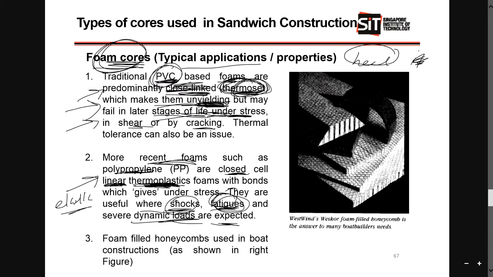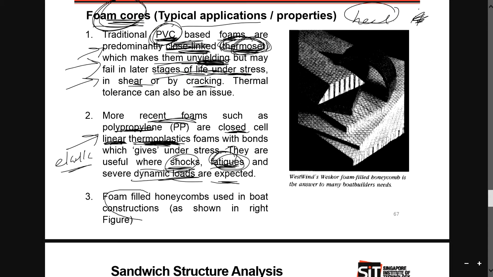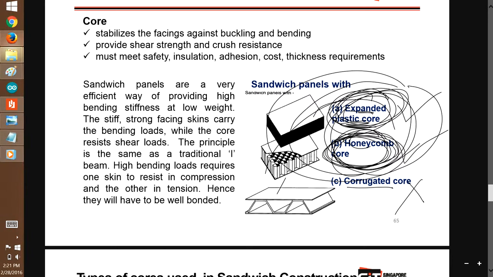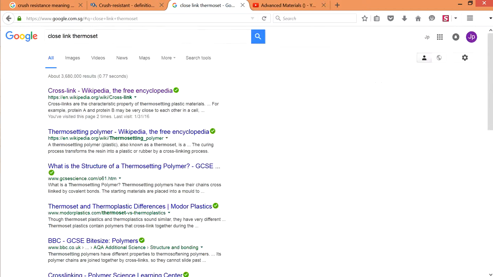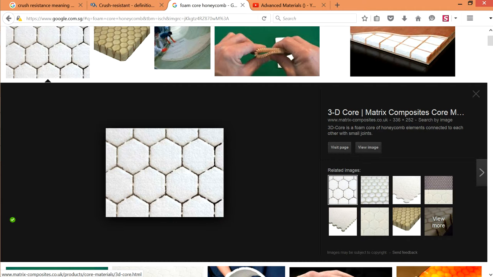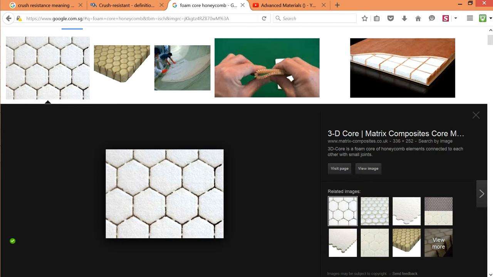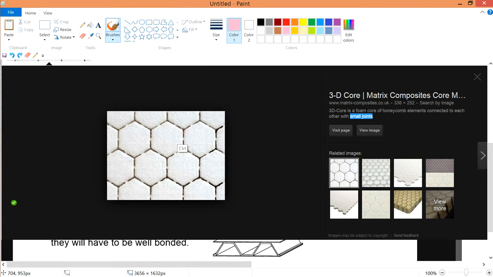I think you can find out more about this, you don't need to go through it here. So the foam-filled honeycombs are a combination of foam with honeycombs. It's a combination of a plastic core and a honeycomb core. The honeycombs are formed while connected with small joints, as you can see, and the small joints are at these points over here.